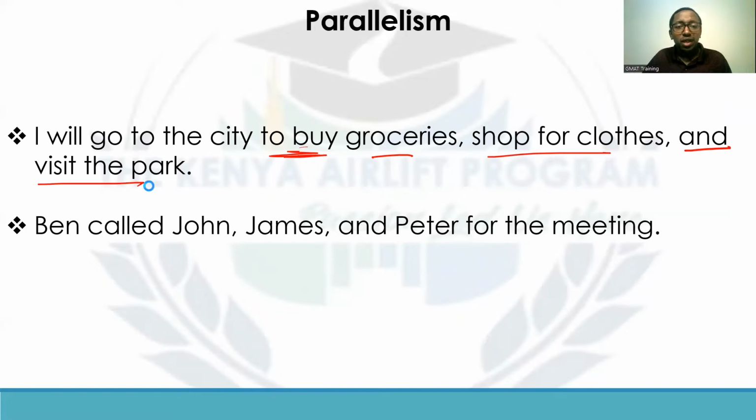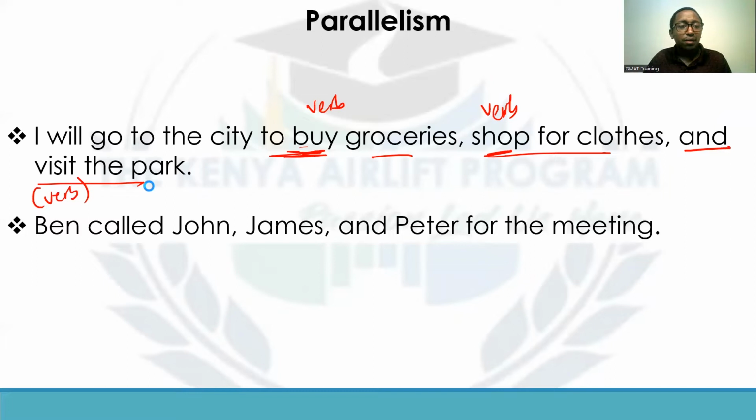To be parallel, these have to be the same. Usually you'll see here there's a verb. Visit the park, there's a verb here, and then there's another verb. Once you break down this sentence, you can say I will go to the city to buy groceries, or I will go to the city to shop for clothes, or I will go to the city to visit the park. Since all these are preceded by a verb, that parallelism construction is okay.